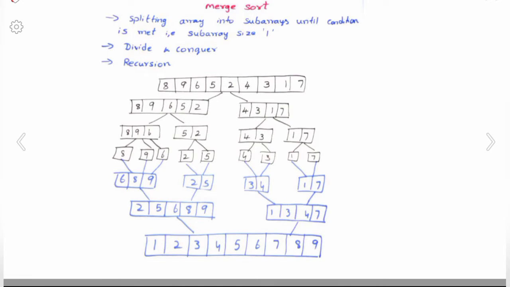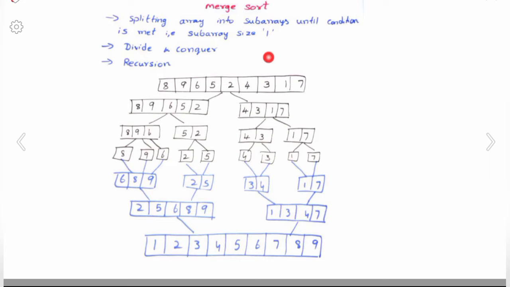In this video we are going to learn about the merge sort technique. So merge sort is one of the divide and conquer techniques. It will keep on splitting the array into two sub-arrays until the condition is met, where we perform merge sort on the sub-array of size 1. So we keep on dividing the given array into sub-arrays until the sub-array size becomes 1.